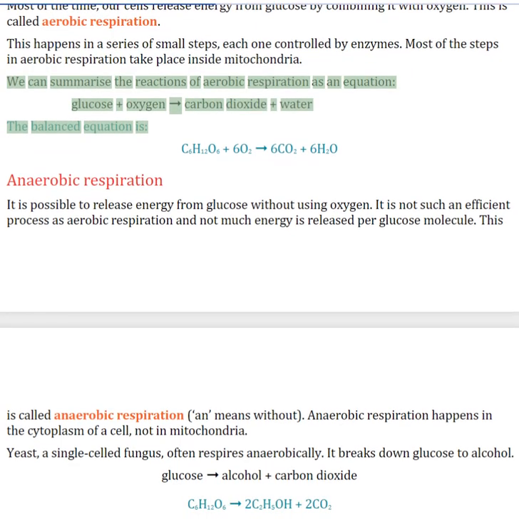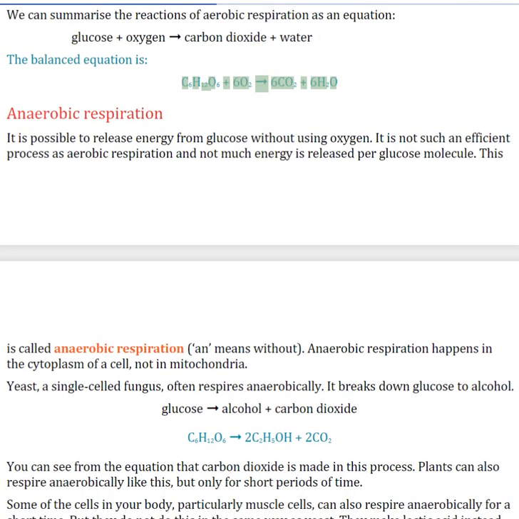We can summarize the reactions of aerobic respiration as an equation: glucose plus oxygen gives carbon dioxide plus water. The balanced equation is C6H12O6 plus 6O2 gives 6CO2 plus 6H2O.